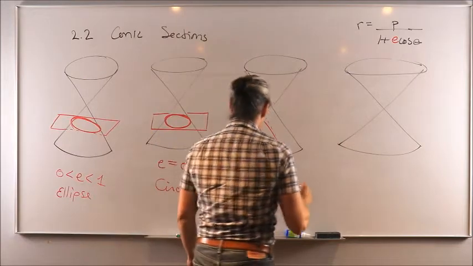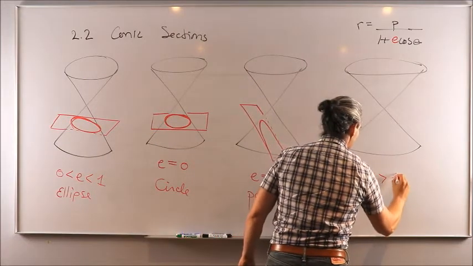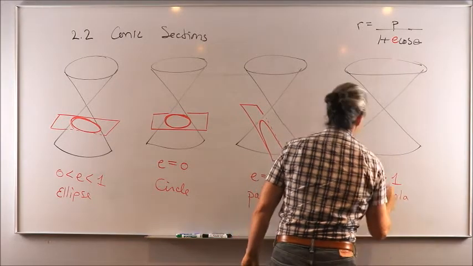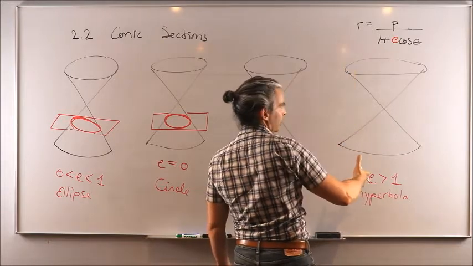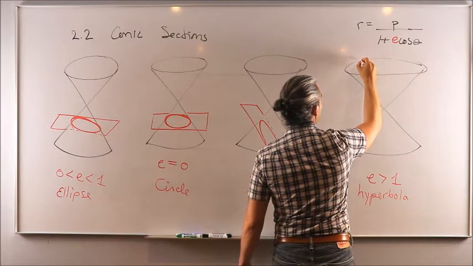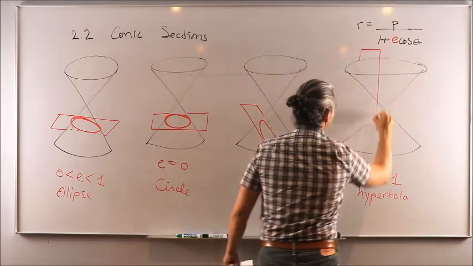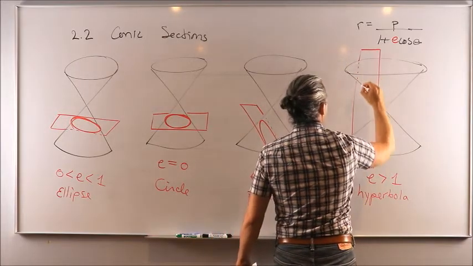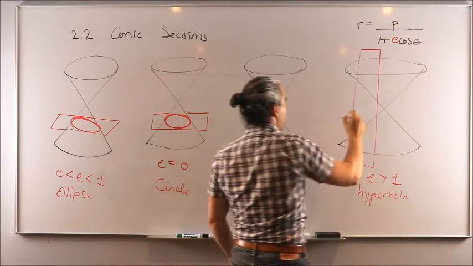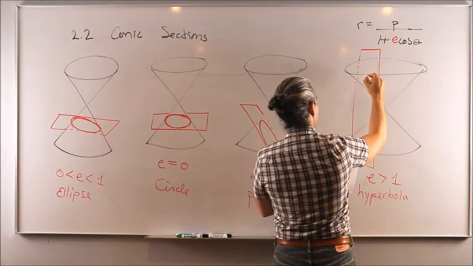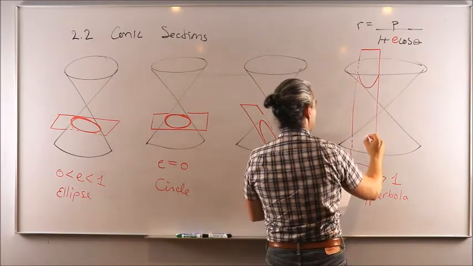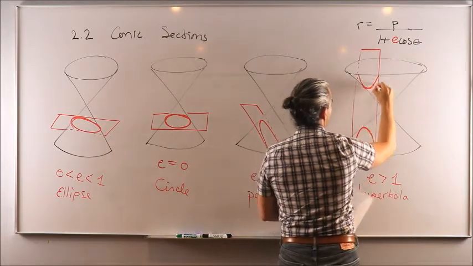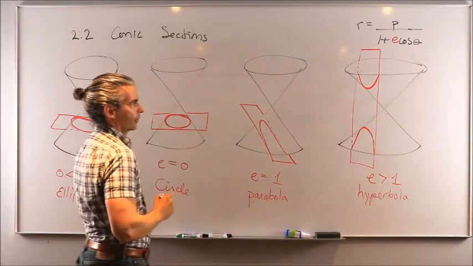Yes, makes sense. And whenever the eccentricity is larger than 1, you're going to generate a hyperbola. And that will be whenever the plane with which you cut through the double cone lies vertically, in which case you're going to generate two halves, which would look something like this. Two halves of an open curve, okay?